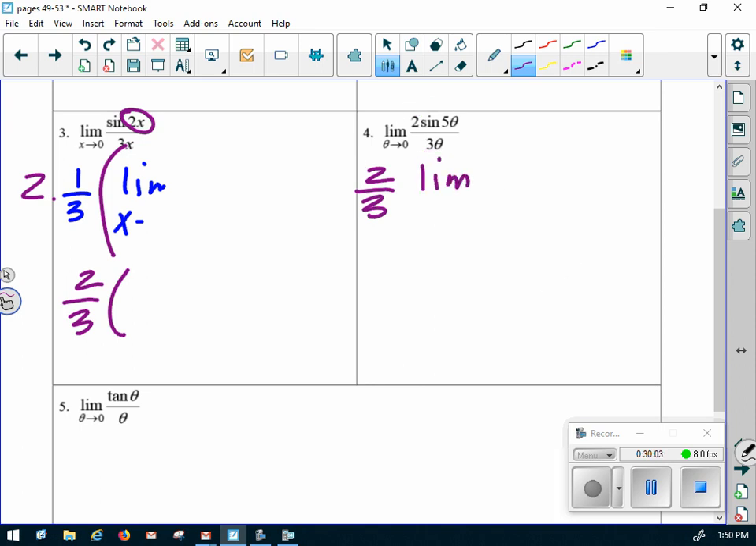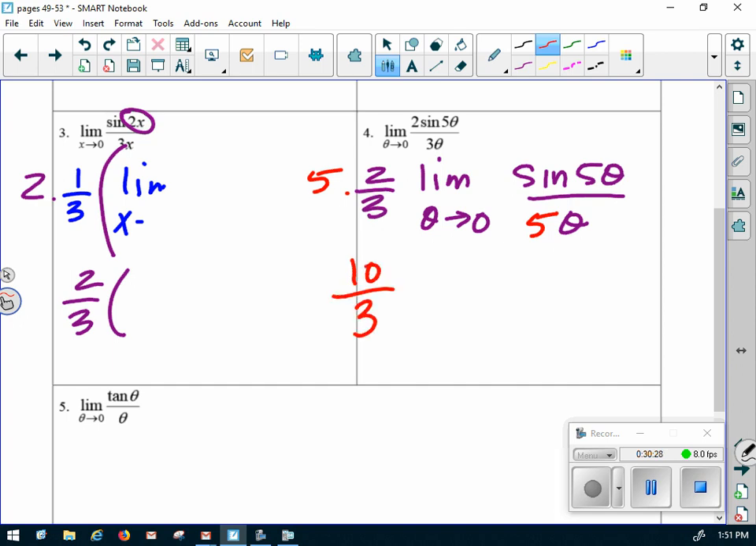So, what do I need? I need a 5 in that denominator, which means I need a 5 in the numerator. But I'm going to pull it out. So I've got 10/3. Please do not say that that's 10 over 15. Oh, what's that limit? 1. So it's 10/3 times 1, which is 10/3.